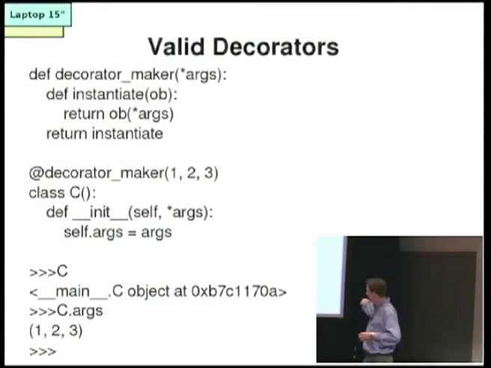So at the bottom, we have the interactive output. C is an instantiated object, which we do here. It's the same instantiate decorator. But C.args comes from the decorator maker function. So those args were captured there. Then when the decorator was called, they were given to C as its init arguments.